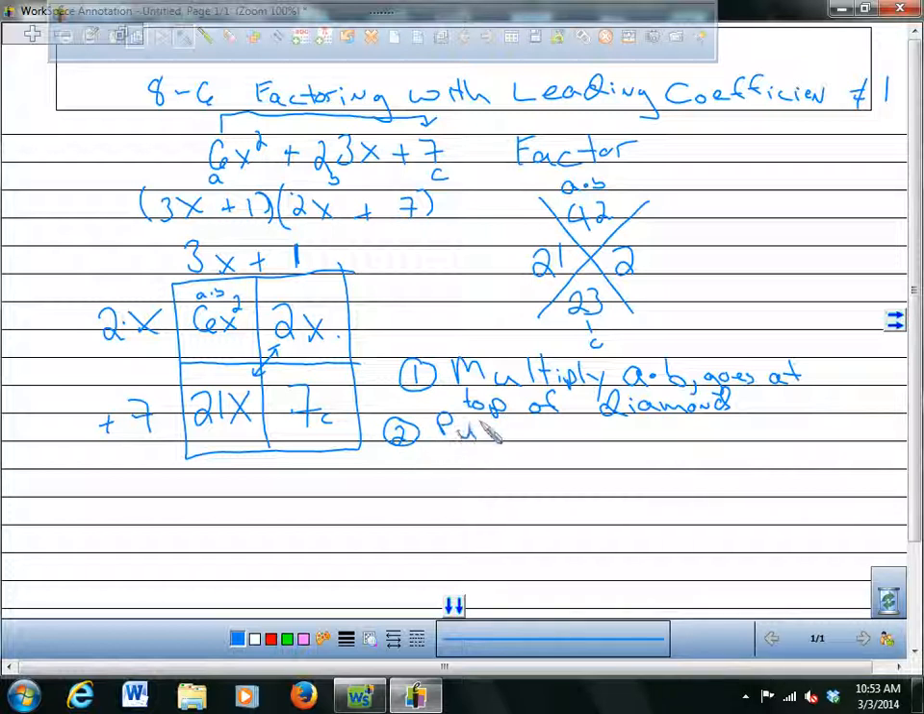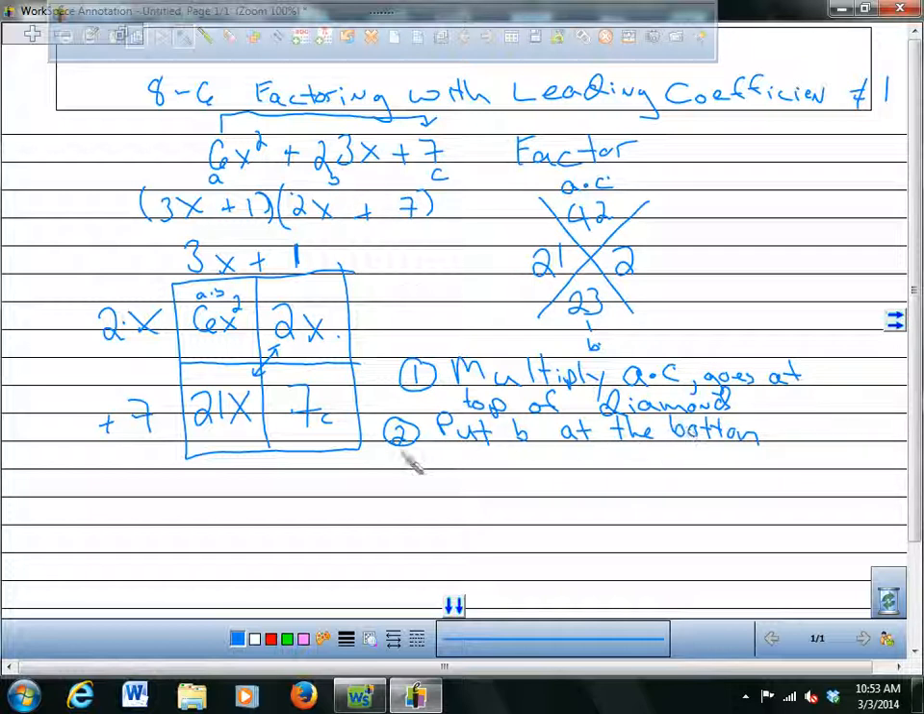Then 2. Put B, no, not B. Oh, this is wrong. Sorry. A times C. I messed up, you guys. This should be C up here. Fix that. Multiply A times C. That goes at the top of the diamond. Put B at the bottom. Okay. This is A, this is B, this is C. So your A times C goes at the top, and B goes at the bottom.